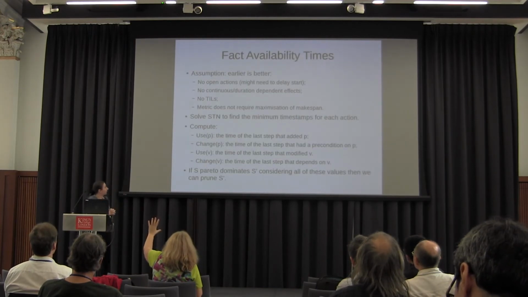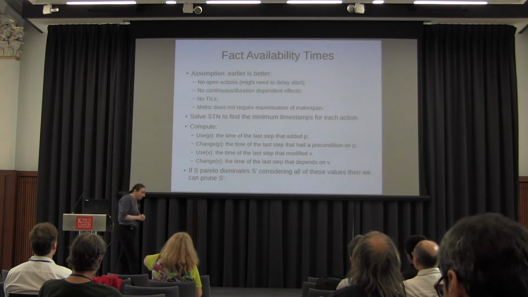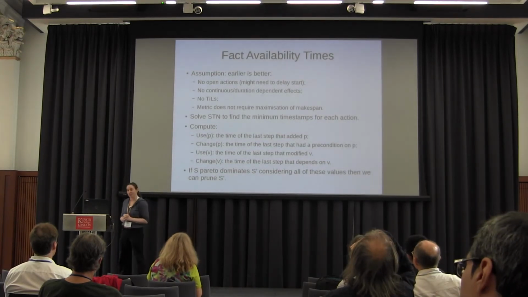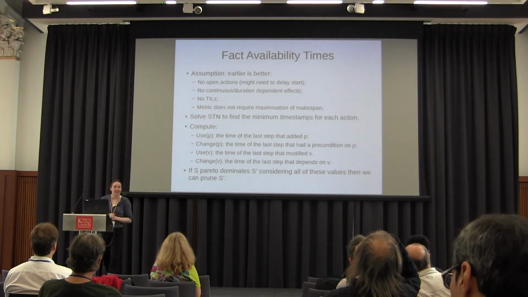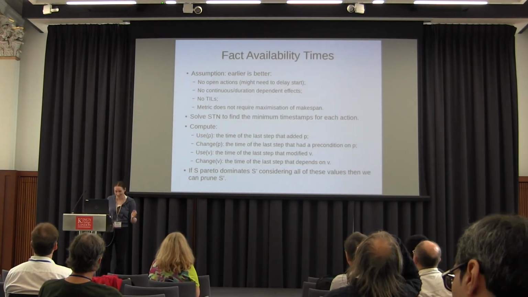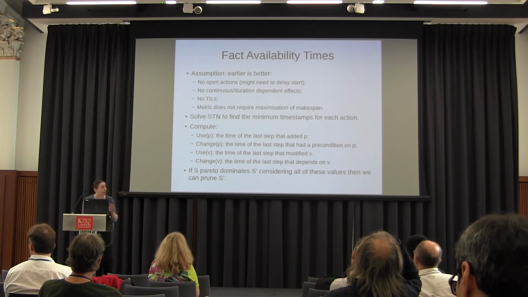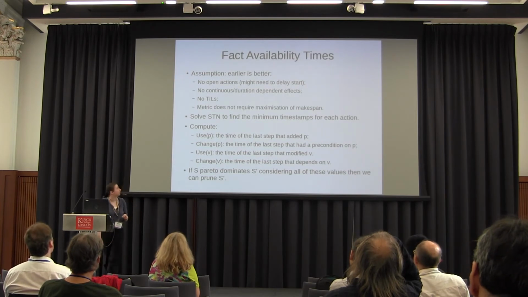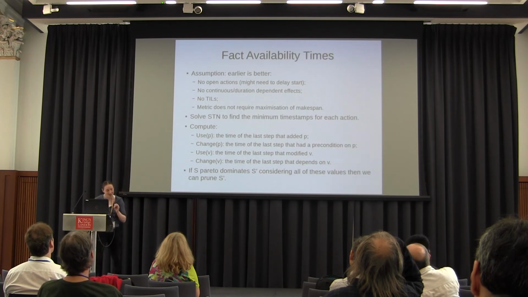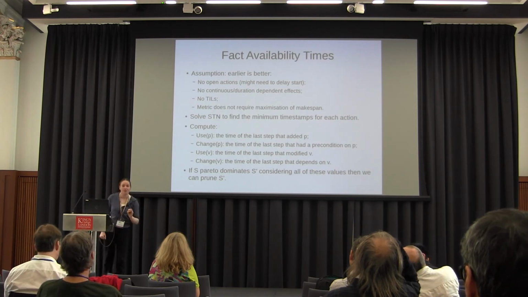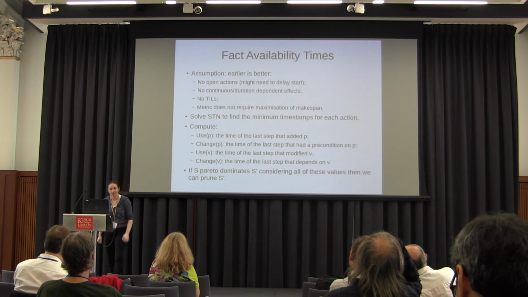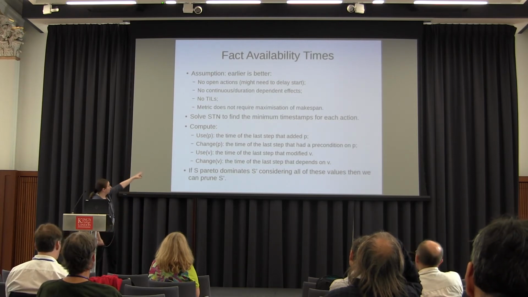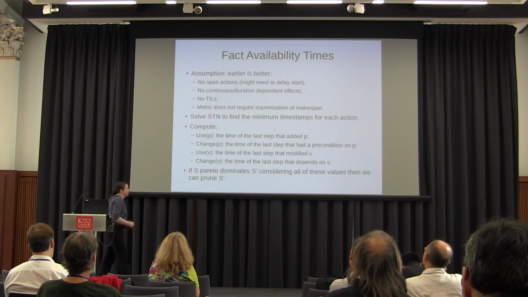Second approach, fact availability times. Now this one has a few more restrictions. As you know, with our planners, we like to handle absolutely everything. We don't like to trim anything out. But this does allow you to do a bit more pruning under certain assumptions. The real crux of the assumption is that it's always better to do things earlier. So this list here is of times when it might be better to delay things.